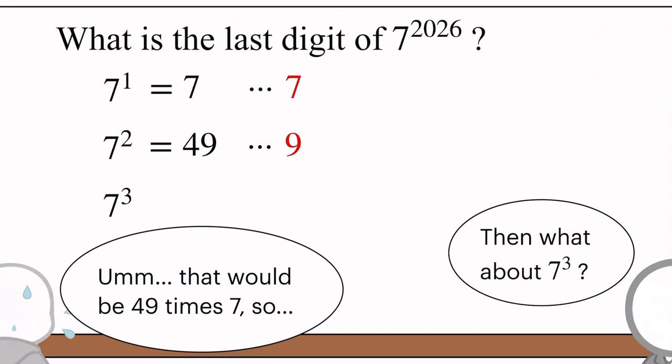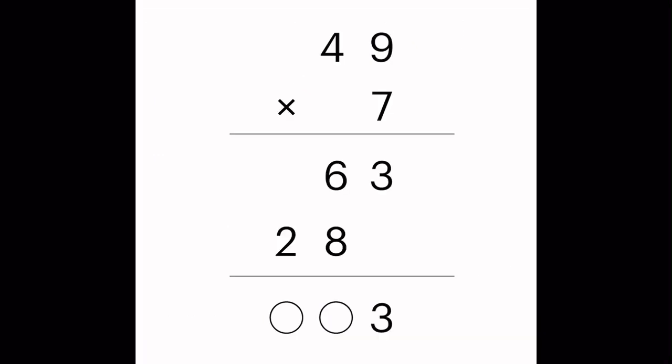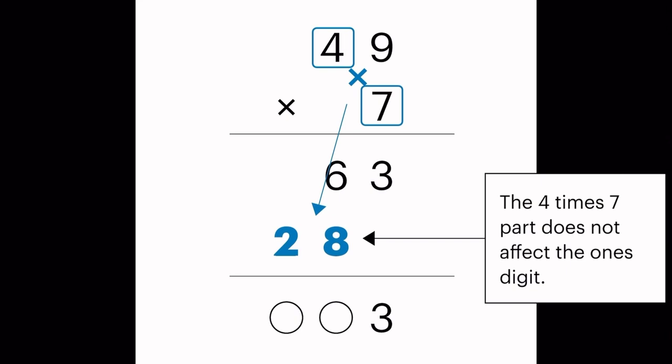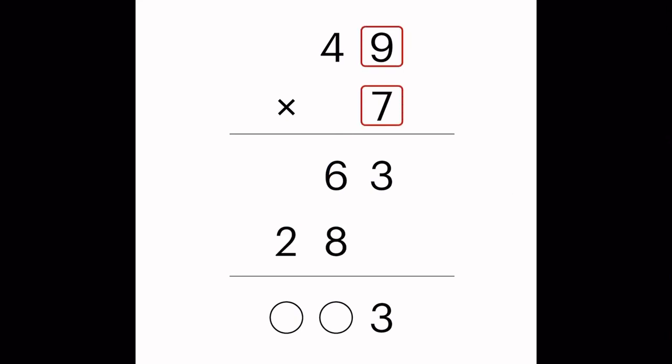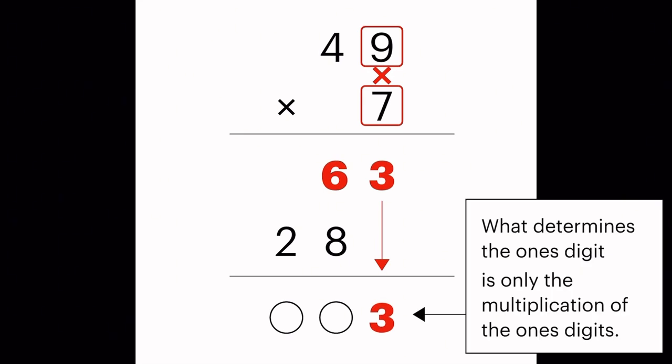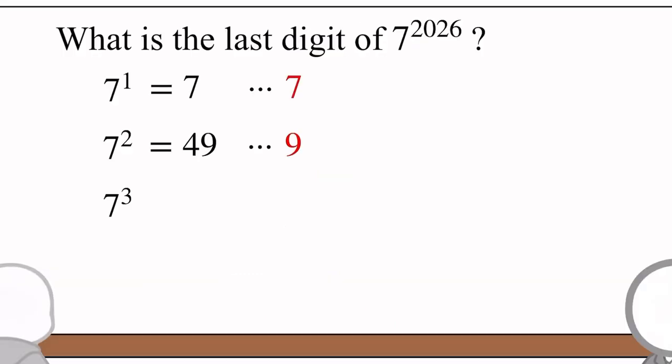At this point, the calculation starts to take some time, but think carefully. We only need the last digit, so we only need to multiply the last digits. Do you see why? Take a look at this long multiplication of 49 times 7. The 4 times 7 part does not affect the ones digit, right? What determines the ones digit is only the multiplication of the ones digits. In this case, that means 9 times 7. So multiplying 9 by 7 is enough to find the last digit.